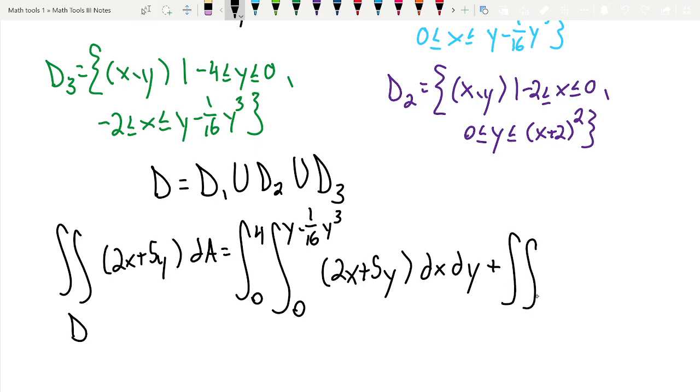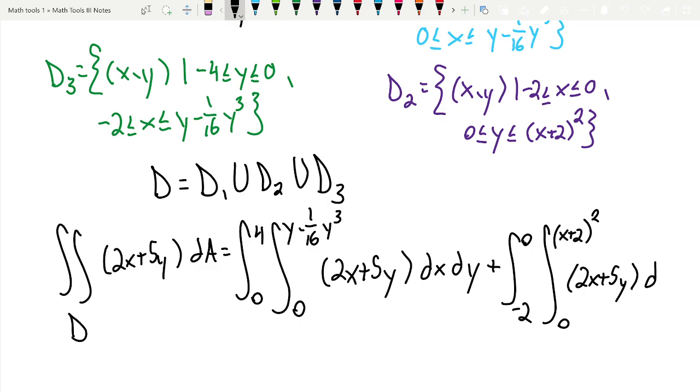D2, we're going from -2 to 0, and then from 0 to x plus 2 squared. I'm not going to bother expanding that out until I see a reason to. So this is going to be dy dx. And then the last region, D3, that one's going from -4 to 0 on the y's.